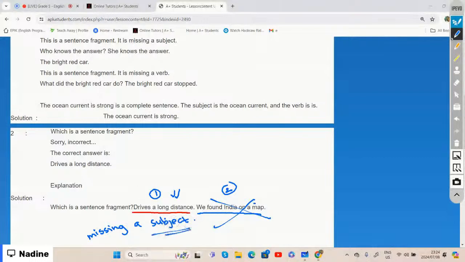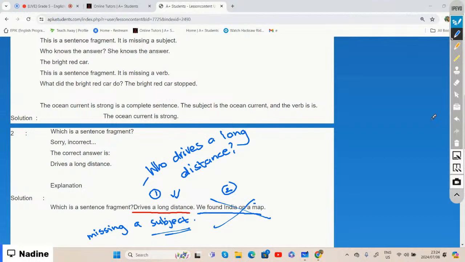We need to ask ourselves the question, who drives a long distance? Because now they're not telling us who drives a long distance. So you can either say Jane drives a long distance, the boy drives a long distance, the girl drives a long distance, the man, the woman, and so on, right? But it needs to have a subject. So well done.